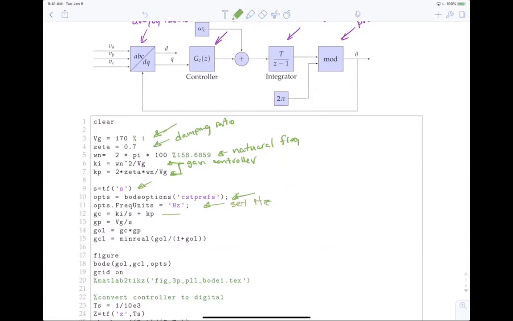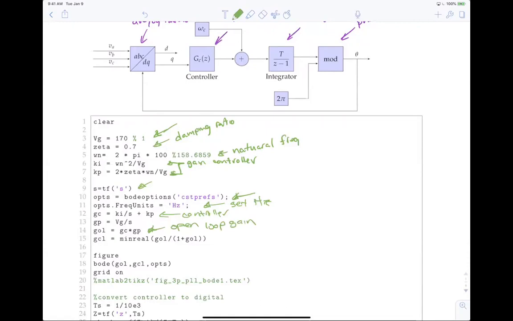Line 12 is our controller. We're just defining our controller as a function of our gains, KI and KP. Line 13 is the gain of the rest of the stage. VG is the constant gain of the detector, and 1 over S is the integrator gain. And that's all we have. Then this is our open loop gain, so we multiply those two together.